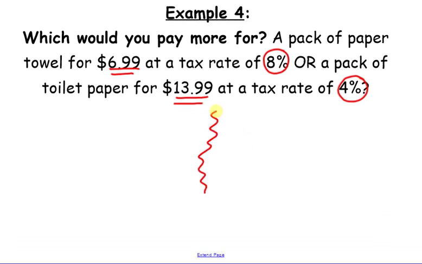So I'm going to draw a stick down the middle here so we can work with it. I'm going to call this paper towel on one side, and I'll do toilet paper on the other side.